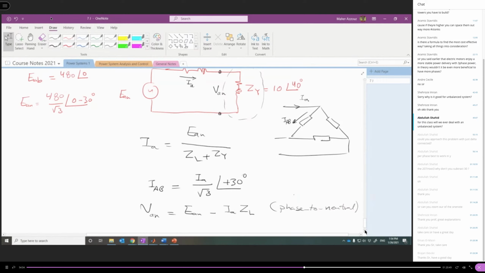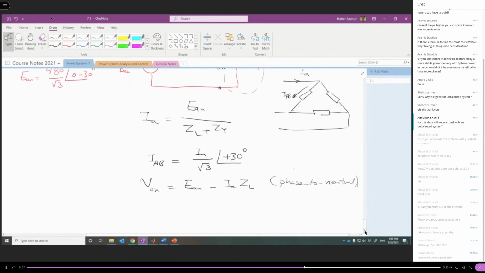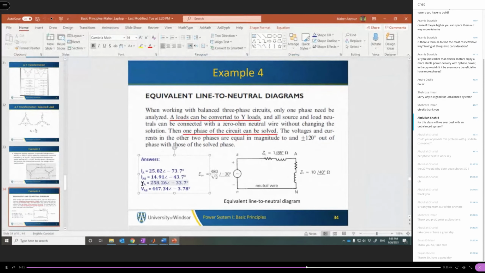Okay, but this is not the voltage needed, because in three-phase systems, the default voltage is the line-to-line voltage. So we have to get VAB. We know if we have the phase to neutral voltage, you need to multiply this by √3 and increase the angle by 30 degrees. And this is what you see here. So I calculated the phase to neutral voltage and then multiplied its magnitude by √3 to get the line-to-line voltage and increased its angle by 30 degrees.